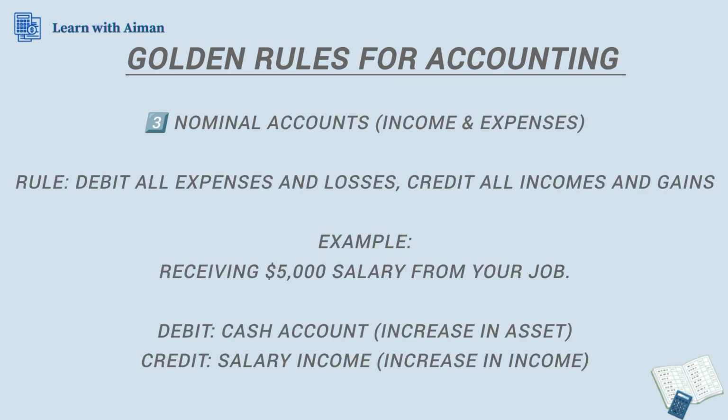Nominal accounts, income and expenses. Rule: debit all expenses and losses, credit all incomes and gains. Example: receiving $5,000 salary from your job. Debit cash account, as it increases an asset, and credit salary account because it increases income.